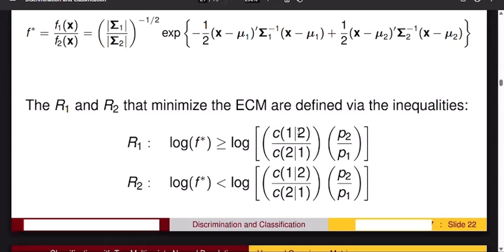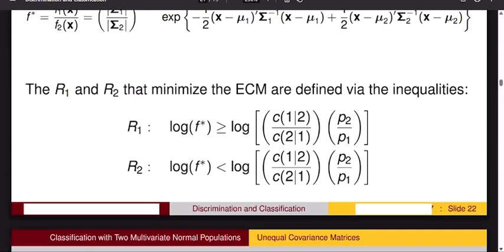The first one is the cost of misclassification. You classify objects into group one and it's supposed to be in group two. And the other one, you classify objects into group two, supposed to be group one. And of course, P1 and P2 are the prior probabilities. So this is the condition now to actually allocate.